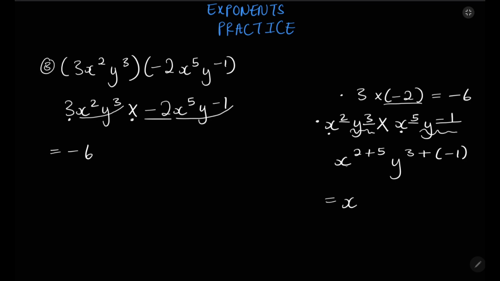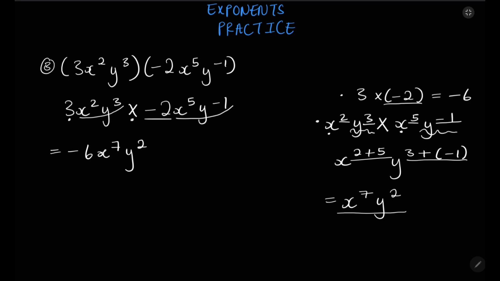So this is x. What is 2 plus 5? 7. Y. What is 3 plus negative 1? 2. Okay. We therefore have x to the power 7 and y to the power 2. So your answer is negative 6x to the power 7, y to the power 2. That is how you solve this.